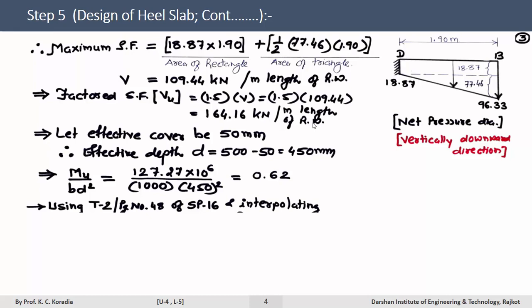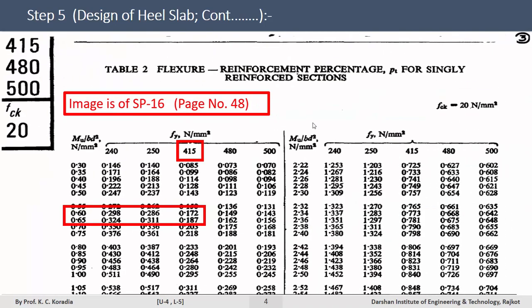Using table number 2 given on page number 48 of SP16 and interpolating, this is the image of table number 2 given on page number 48. We are having an Mu upon bd square as 0.62. This 0.62 lies between 0.60 and 0.65. For Fy 415, we are having two values, 0.172 for 0.6 and 0.187 for 0.65.